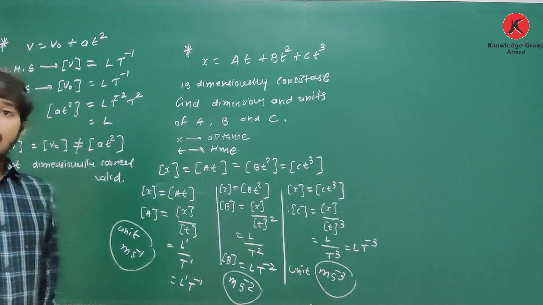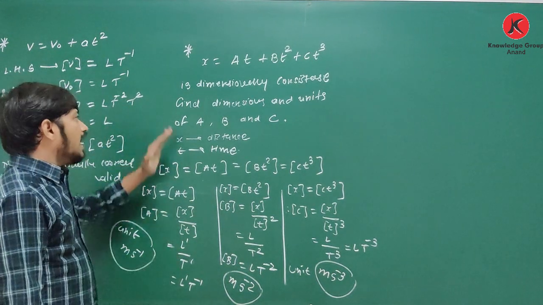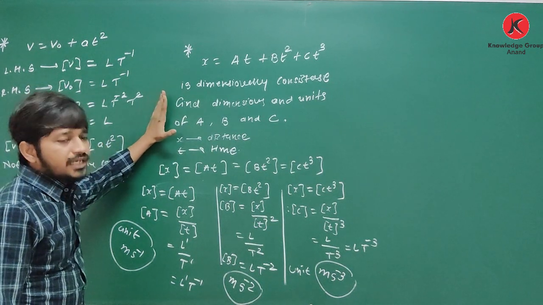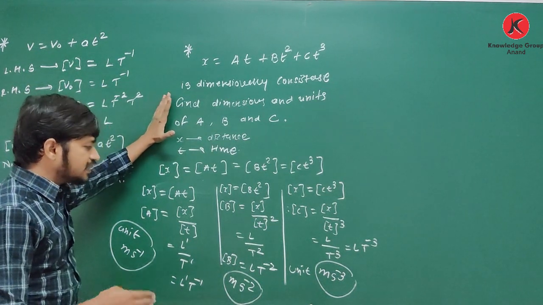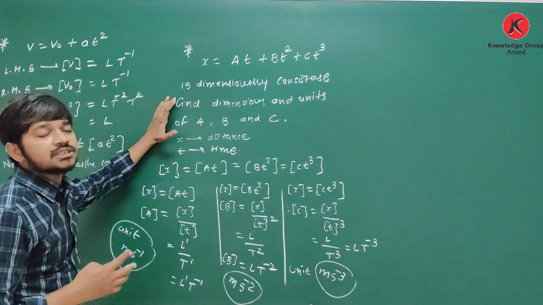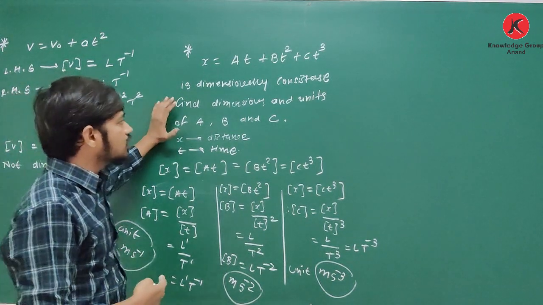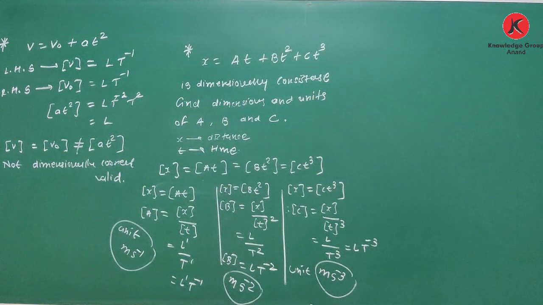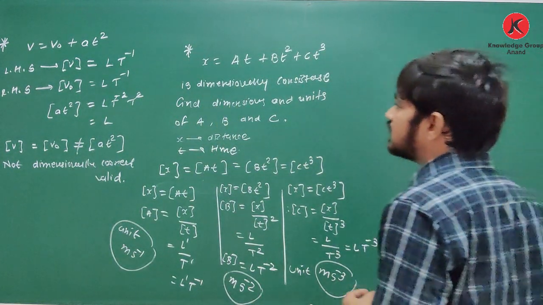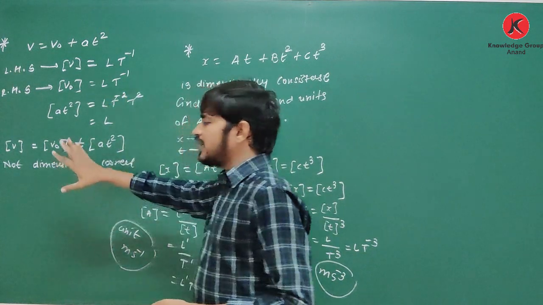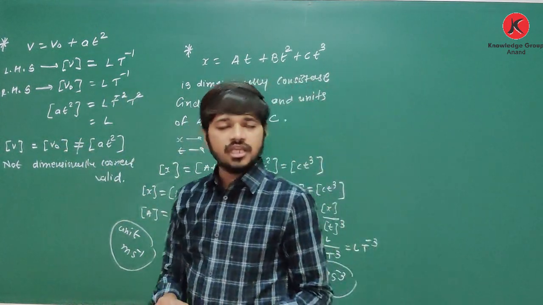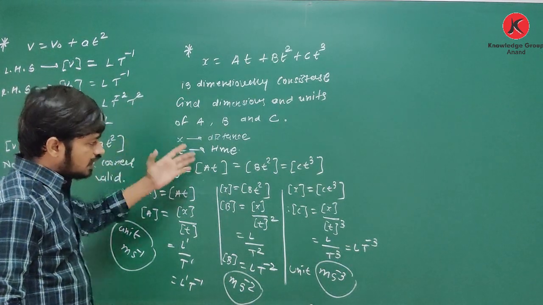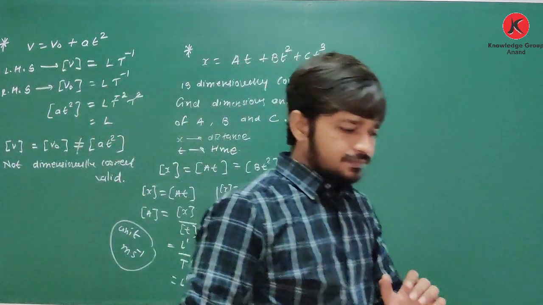Clear about this? So if you are given an equation that is dimensionally consistent, then this is how to find the units and dimensions of the given constants. Clear about this? There are two types of questions based on dimensional consistency. First of all, you have to find if the equation is right or wrong, and then you have to find the dimensions of other quantities.